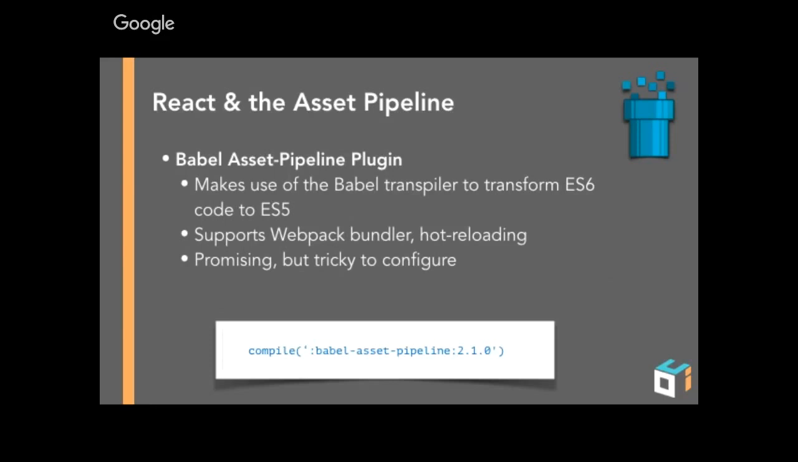Now, there is a Babel asset pipeline plugin, and we talked about Babel earlier. Babel is a transpiler that can convert our ES6 or our JSX into plain old JavaScript, which also can be called ES5. Unfortunately, this plugin I don't think is really ready for prime time. It's an interesting idea. I'm following it. I've had some communication with the author, but it's tricky. It's trying to run Babel and Webpack as a separate process in the asset pipeline machinery, and there's some issues there.